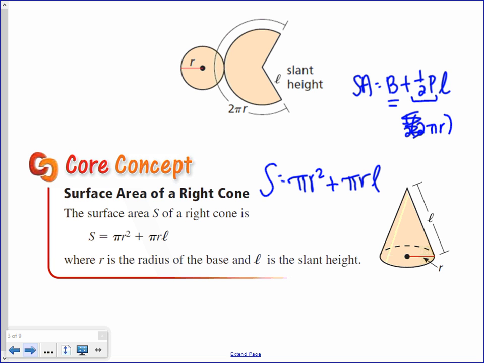Do you all have this written down for surface area? At the top of your note sheet, formula for surface area of a cone. Delaney, do you have this written down? Okay. So L again stands for slant height. That's the height on the outside of the cone.